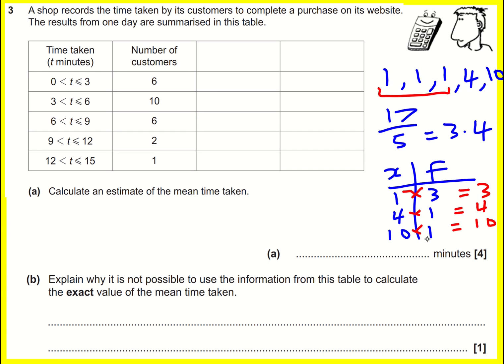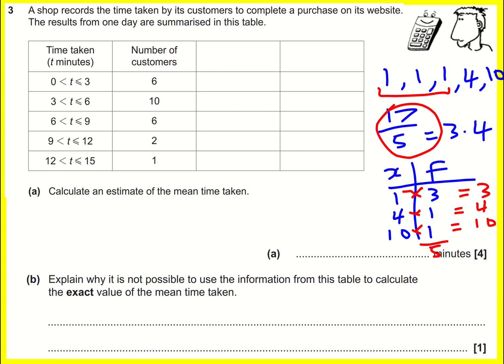But what do I do now? I'd have to divide by the total frequency. I'd have to add the frequency up. So I'd still do 17 divided by 5. I've just got to remember that this is how I do it, okay? I'm not going to divide by just the number of numbers that I have. It's the frequency that I'm interested in.